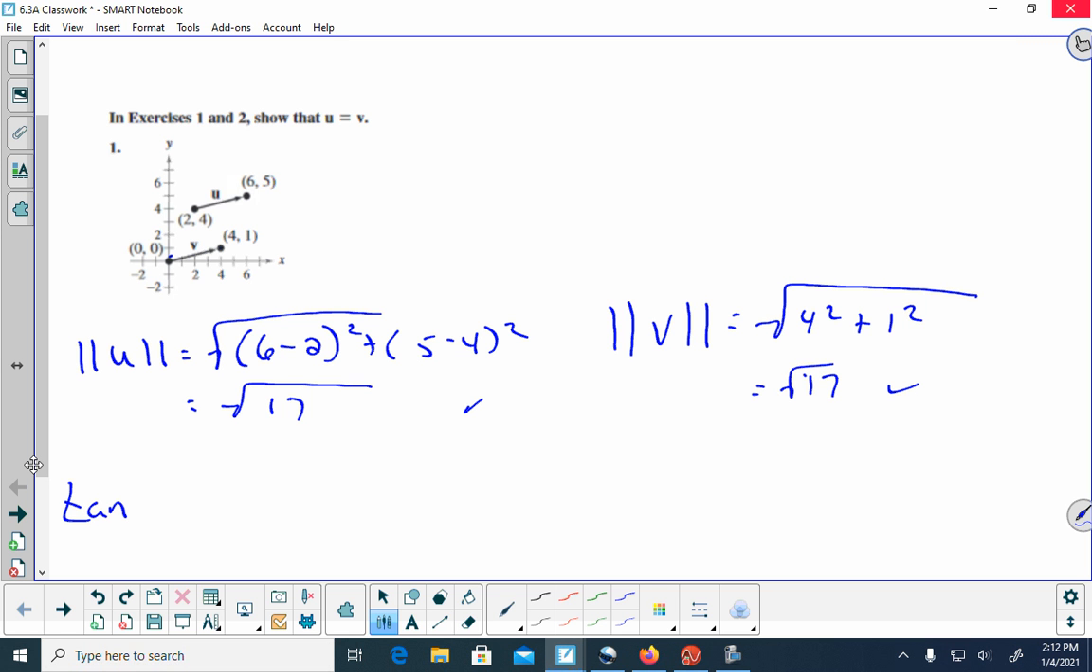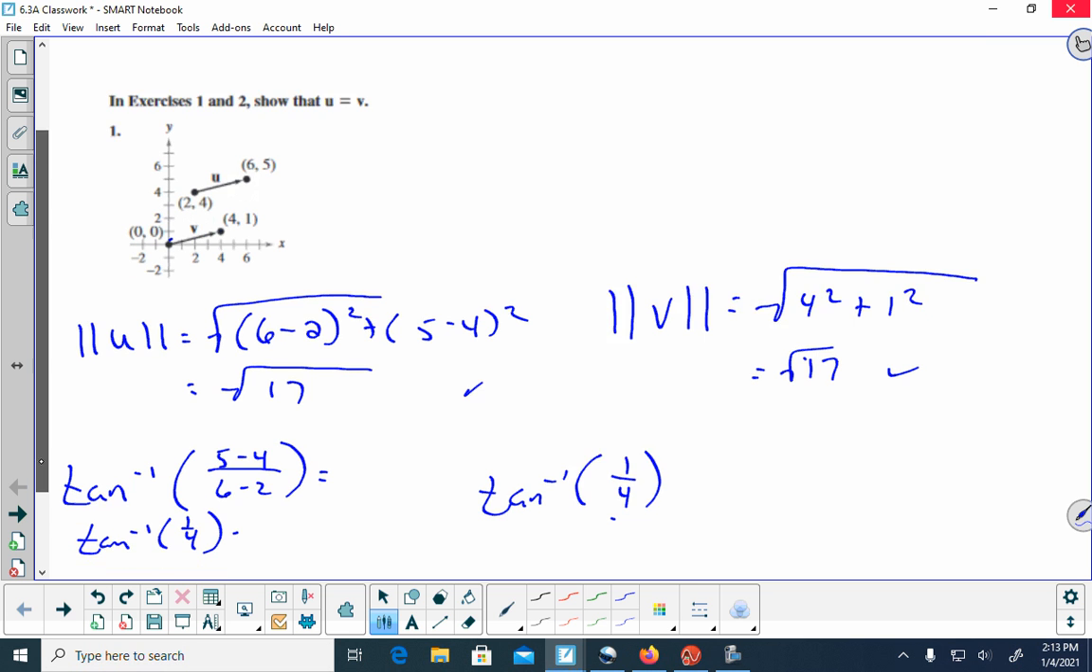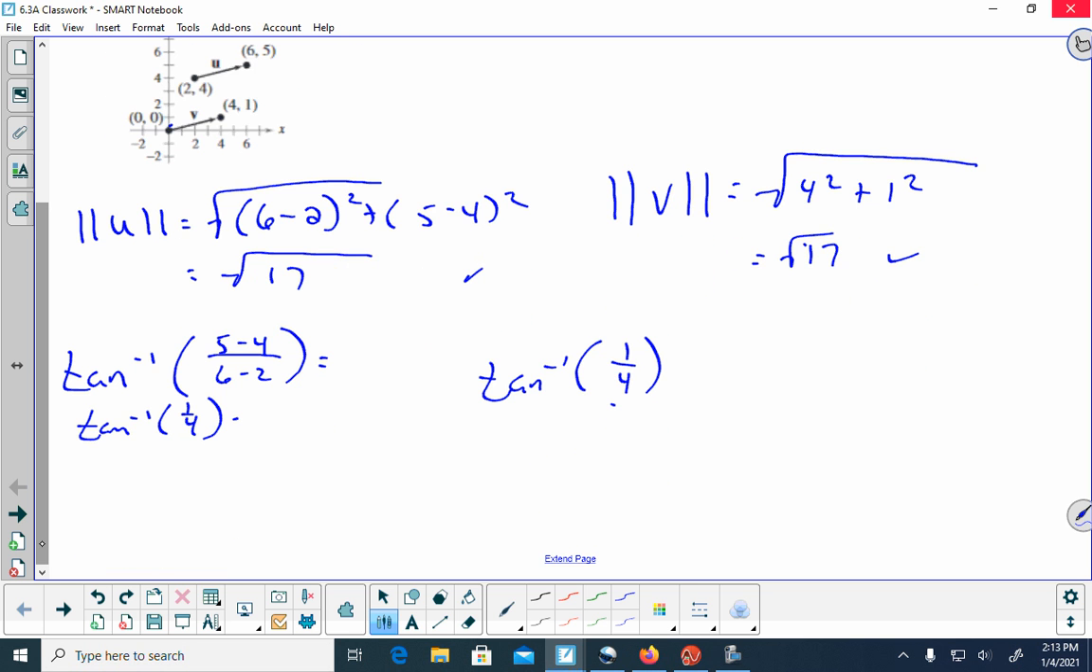So in order to do that, first I'm going to put this in component form. I should have done it first. But I'm going to do the inverse tangent. When I do that, I'll do 5 minus 4 over 6 minus 2, which will end up being the inverse tangent of 1/4. Over here, when I go to find the angle, it's the inverse tangent of b over a. So it's the same thing, and I could go ahead and find that angle if I wanted to, and the angle ends up being 14 degrees. So the angle is the same.